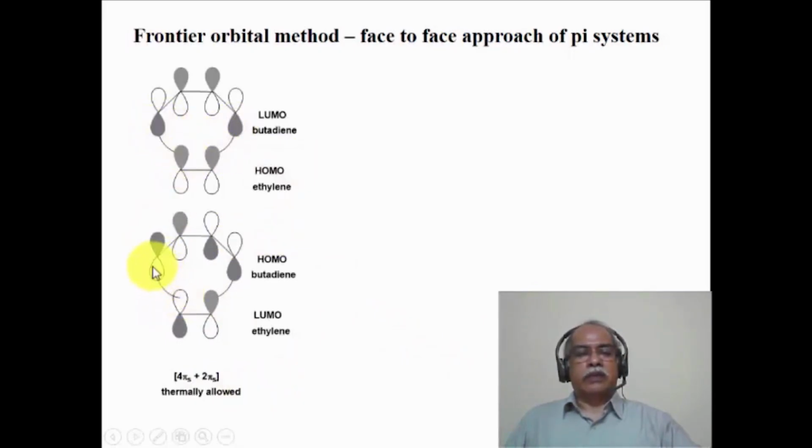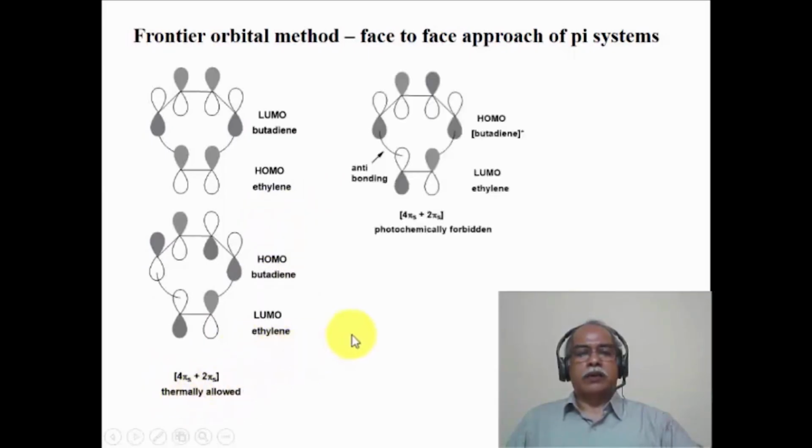So the algebraic sign of the coefficients is essentially the same between the overlapping orbitals, which will lead to a sigma bond formation. And hence this kind of face-to-face approach with the suprafacial overlap for a 4pi electron and 2pi electron system is a thoroughly allowed process.